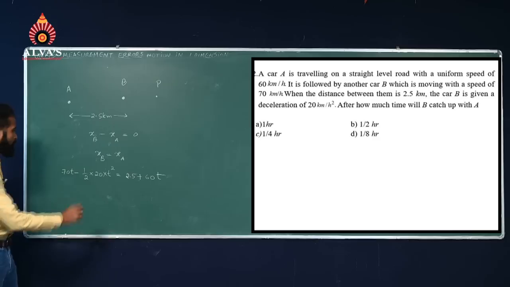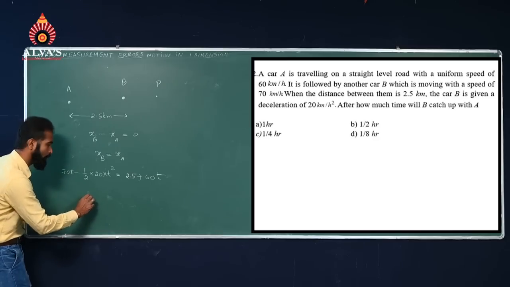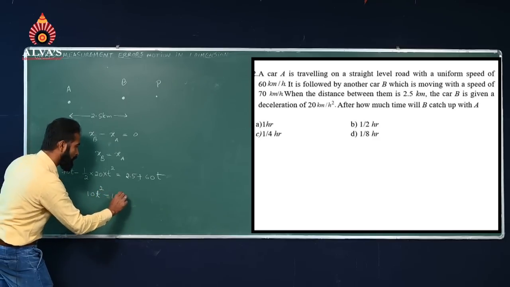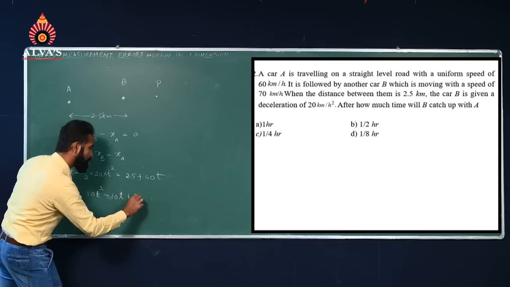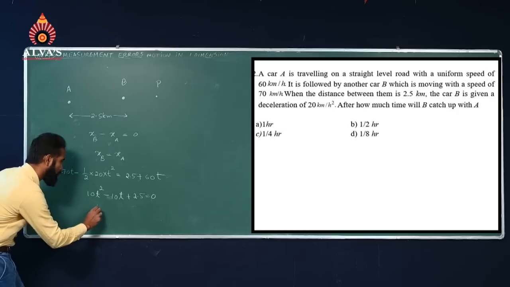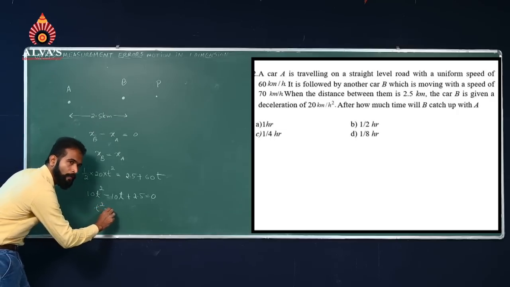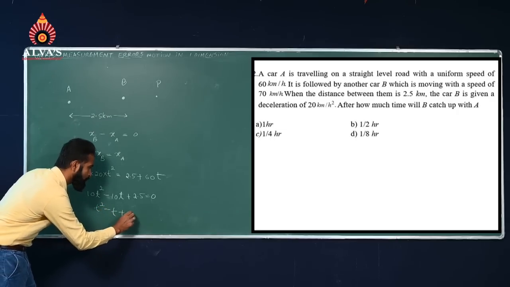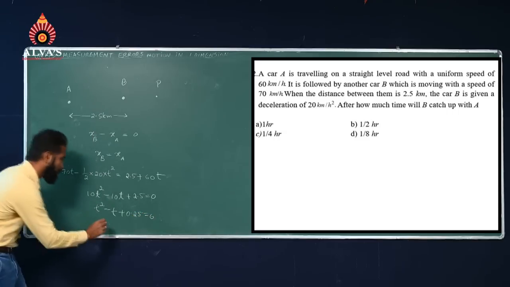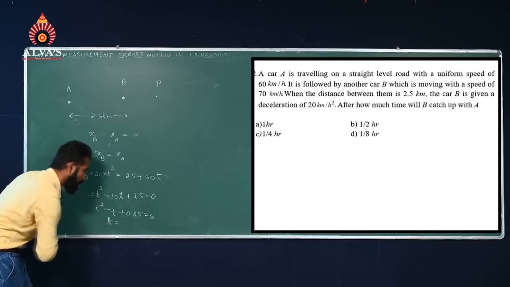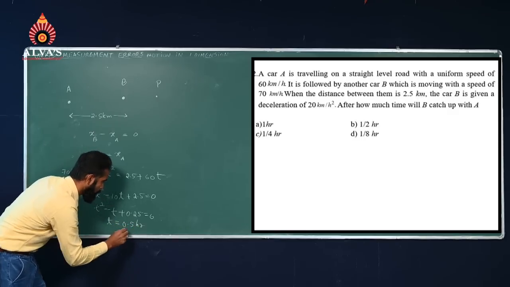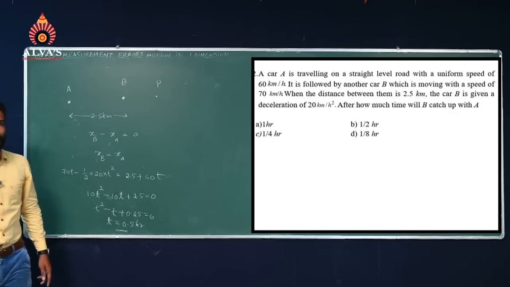the product of velocity into time. If we solve this equation, we get 10t square minus 10t plus 2.5 equal to 0, or t square minus t plus 0.25 equal to 0. Substituting and taking the roots of t, we get 0.5 hour. That is option B.